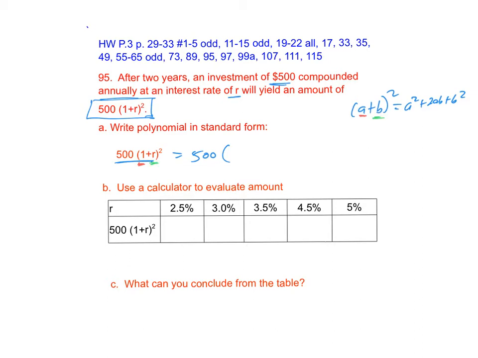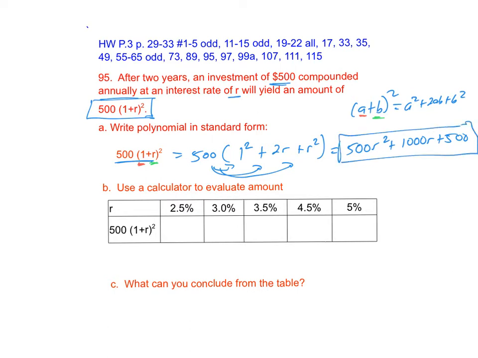So when we expand this, we're going to get 1 squared plus 2 times 1 times r, which will be 2r, plus r squared. And then if we distribute the 500 and write it in standard form, which means in order of descending exponents in terms of r in this case, we'll have 500r squared plus 1000r plus 500. That's the answer to part A.